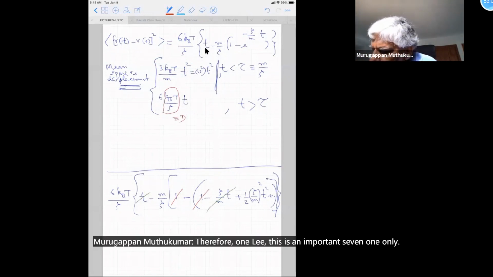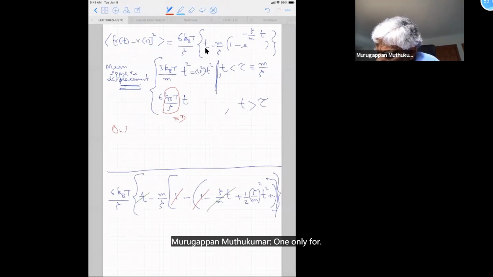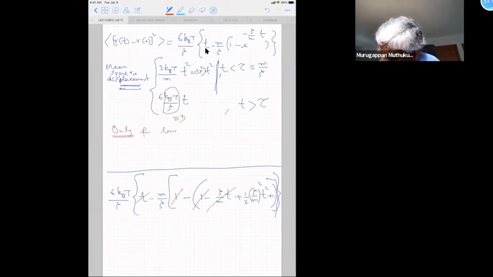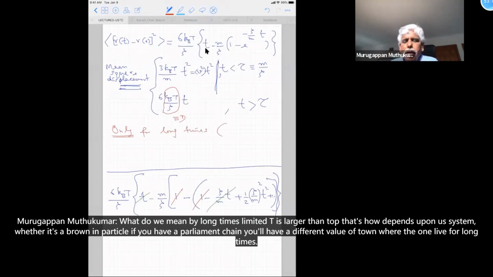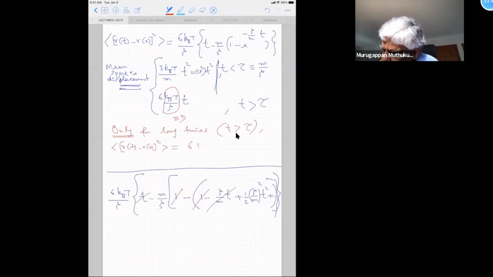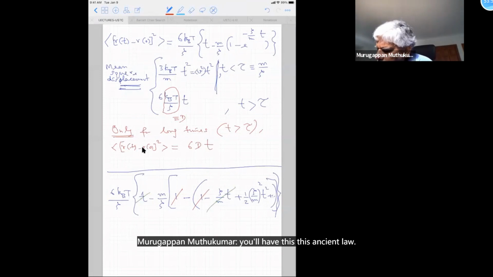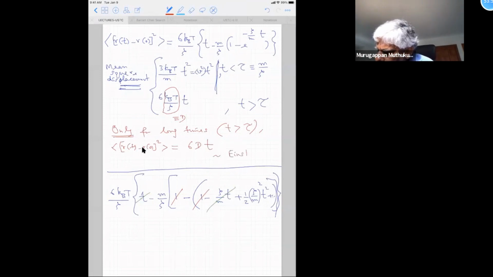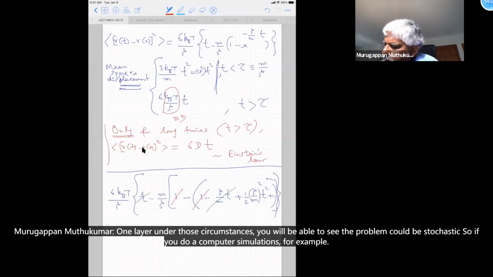This is an important statement: only for long times. What do we mean by long times? That means t is larger than tau. That tau depends upon your system. Whether it's a Brownian particle, or if you have a polymer chain, you'll have a different value of tau. But only for long times, the mean square displacement, r of t minus r of 0 squared, is equal to 6 Dt. This is Einstein's law. Only under those circumstances will you be able to see it.